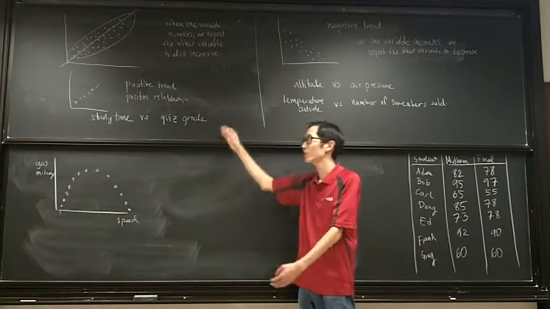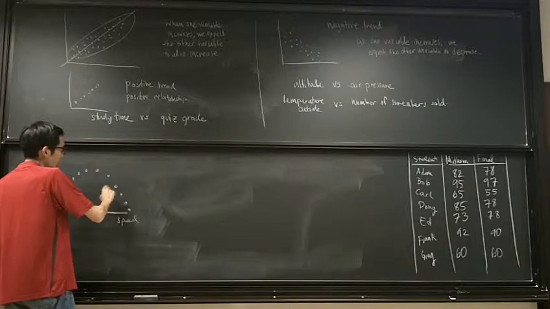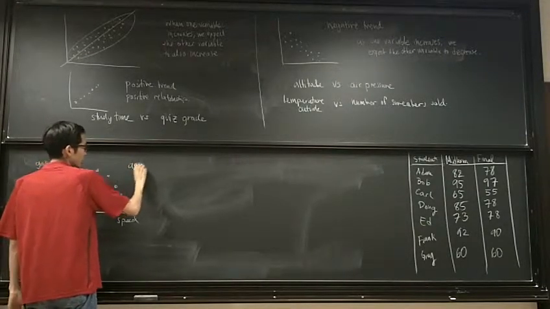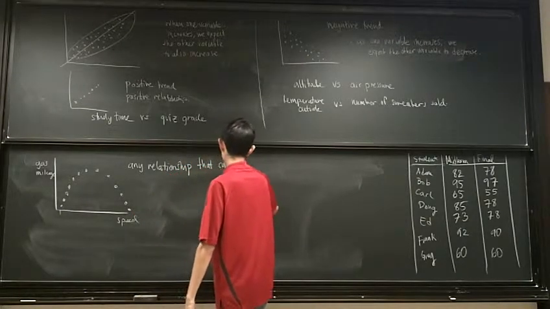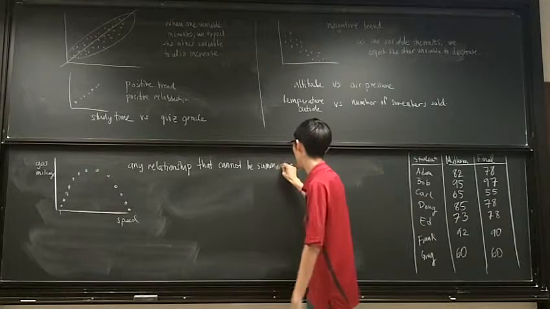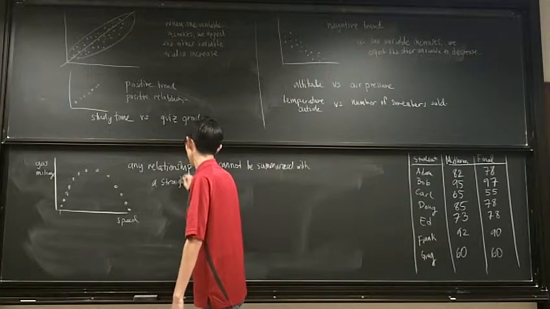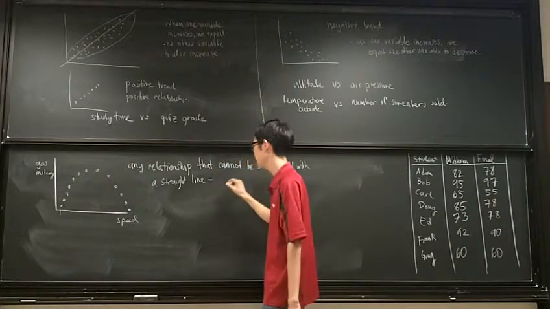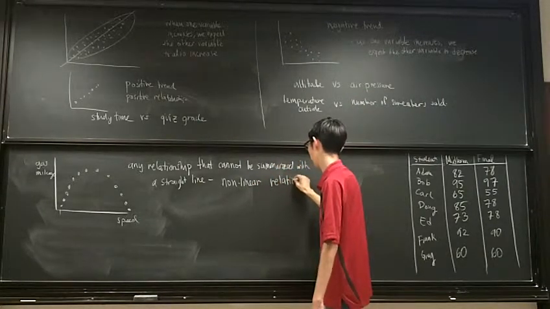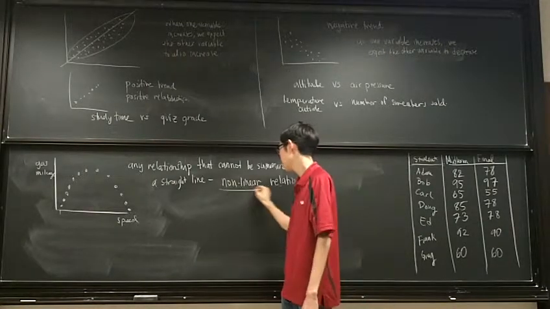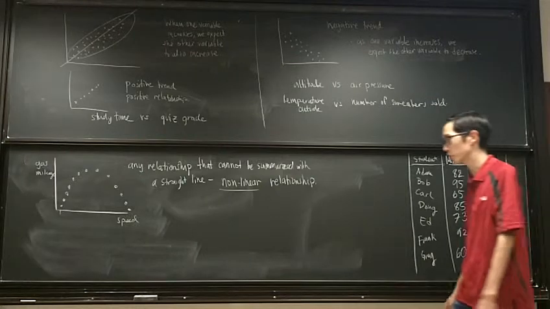This we can't summarize with a simple positive or negative relationship. So anything that has this curved shape, or anything that's not a straight line, so any relationship that cannot be summarized with a straight line, we say has a non-linear relationship. Non-linear. Linear meaning line. You can see the word line in linear. So it's not a straight line, non-linear relationship.